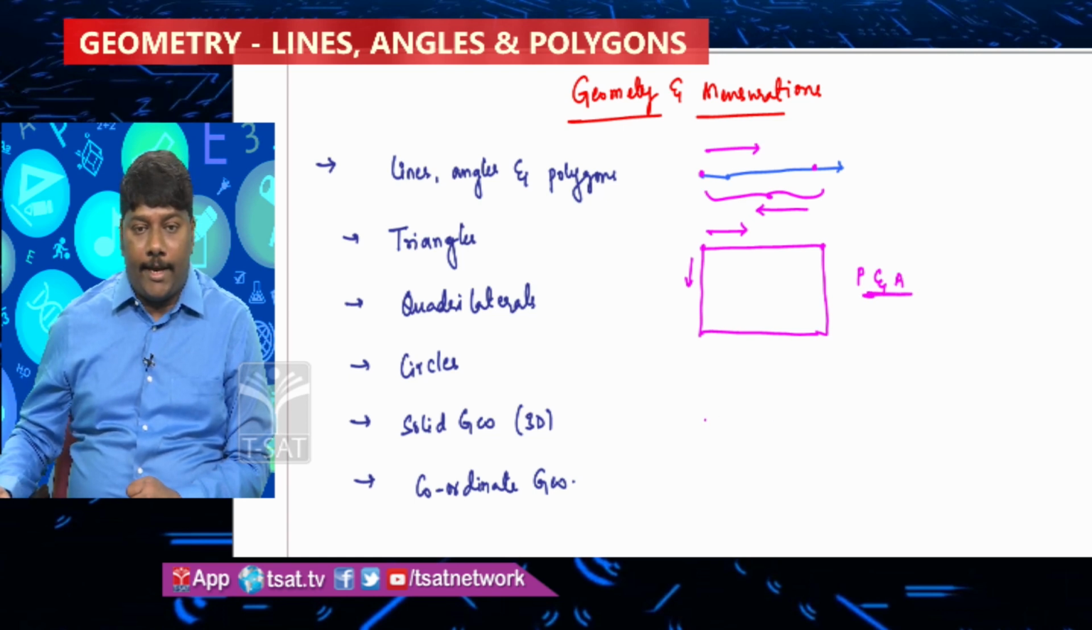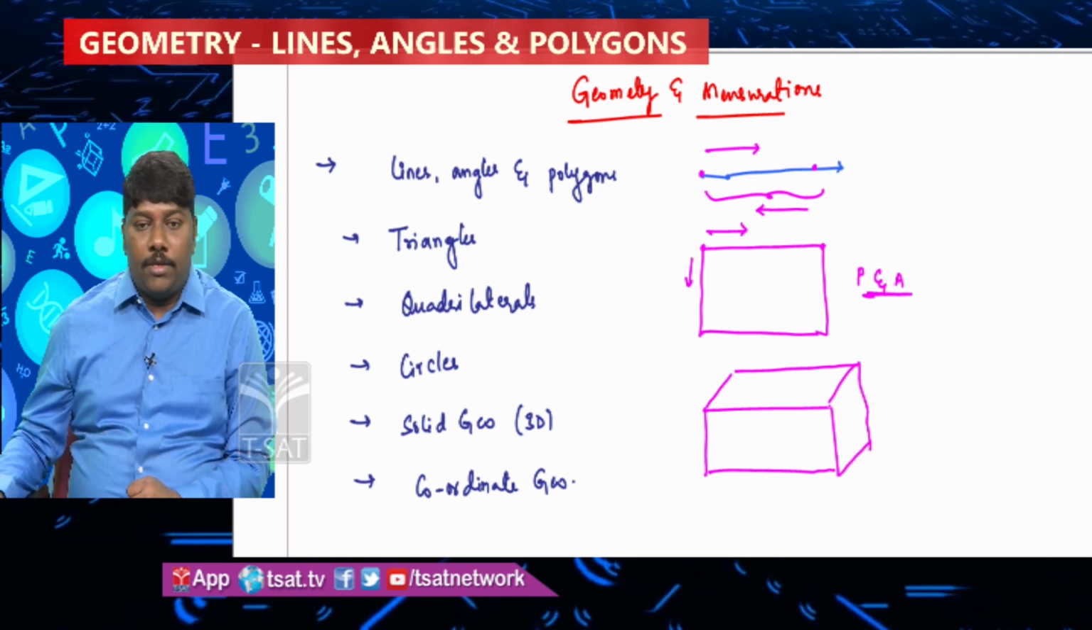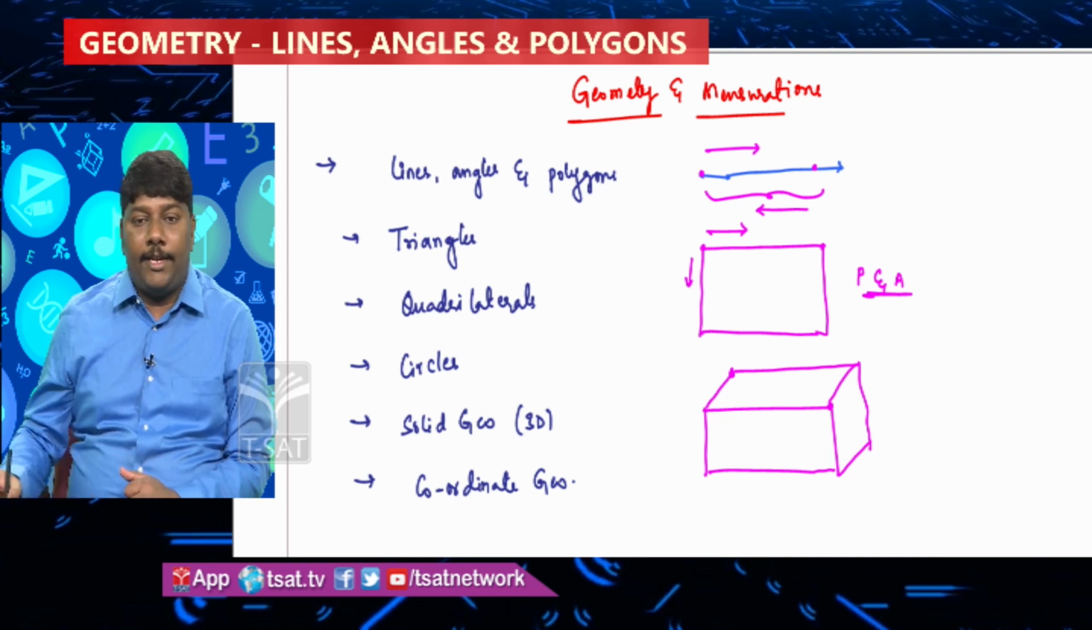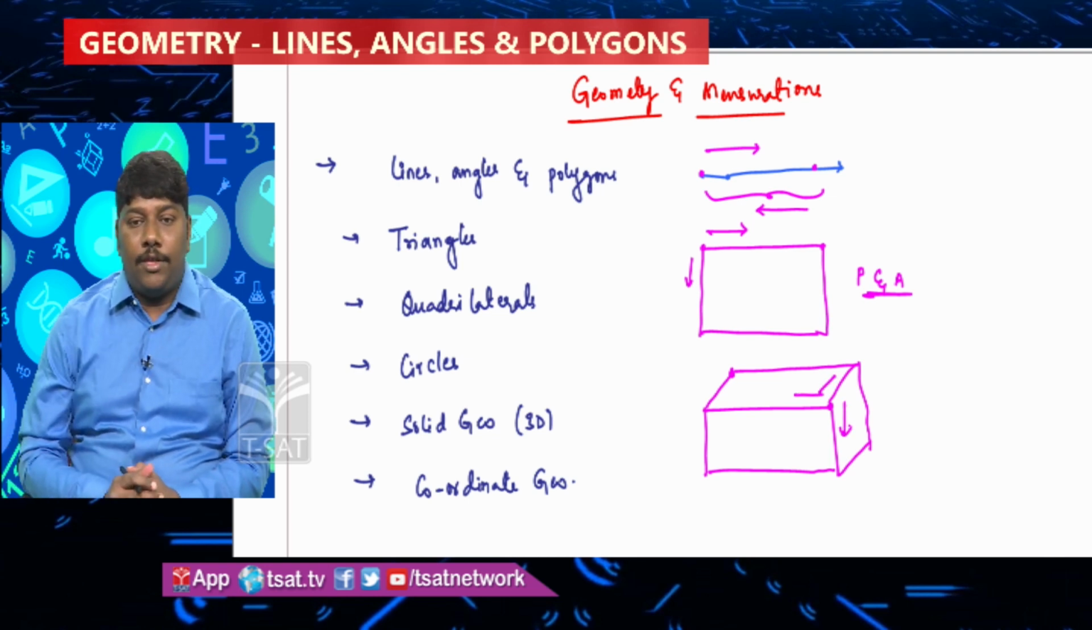If you drag this rectangle further, it looks like a cuboid. For a cuboid, at any vertex you look at, you can imagine a room that you are presently sitting in. Any vertex of a room, any corner you look at, you'll find three dimensions, that is length, breadth and height. If you imagine the wall of a room, it is a two-dimensional figure.